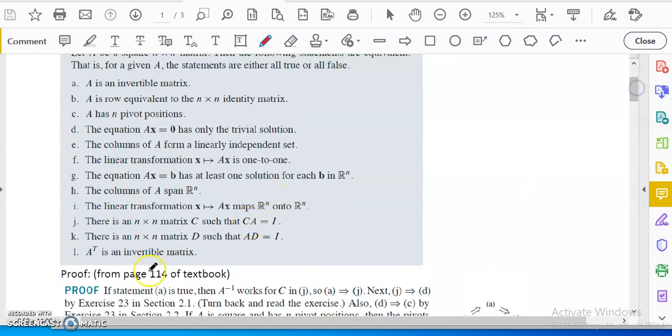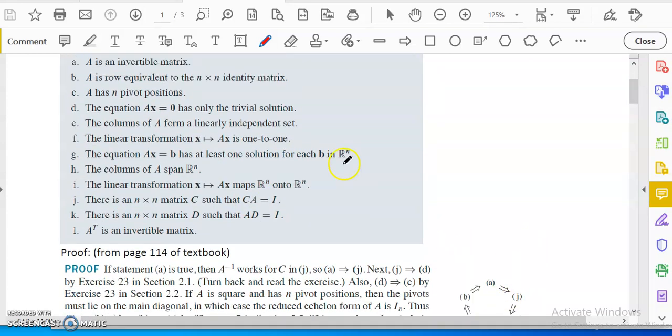If J works, then we have D. We can solve the equation AX equal to 0 and it only has the trivial solution. For D, C is the inverse, so CAX equals C0, and CA is I, so IX is equal to C0. So X is equal to 0, since 0 times anything is 0. So this is the only trivial solution.